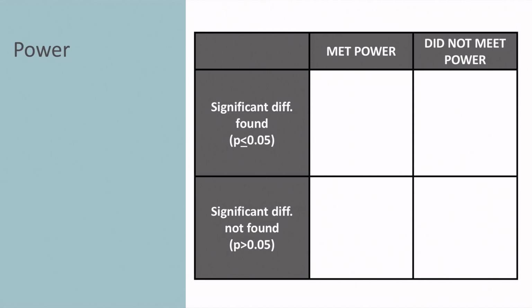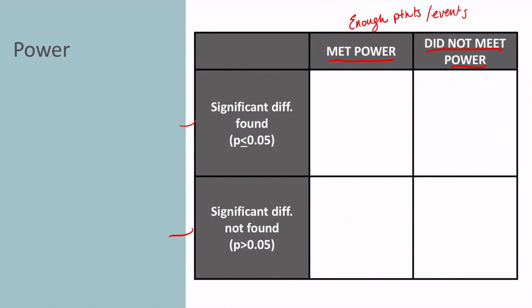So again, I always like to fill this out for you guys to talk a little bit about how we deal with power. So you'll see here at the top you have whether or not we met power or did not meet power, so whether or not we had enough patients or events. And then on this side we talk about whether or not we found a significant difference or we didn't find a significant difference. And we're just going to assume the normal p-value here of 0.05.